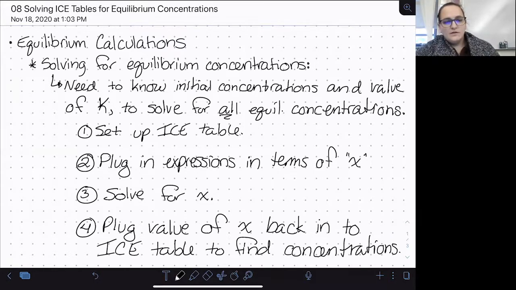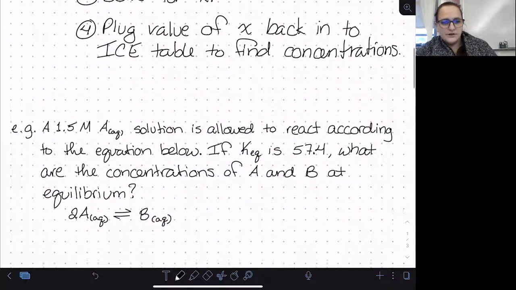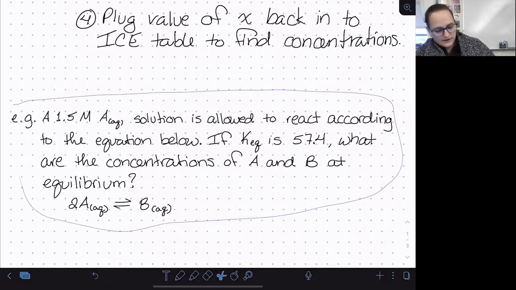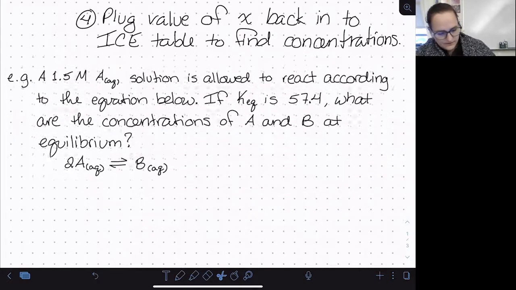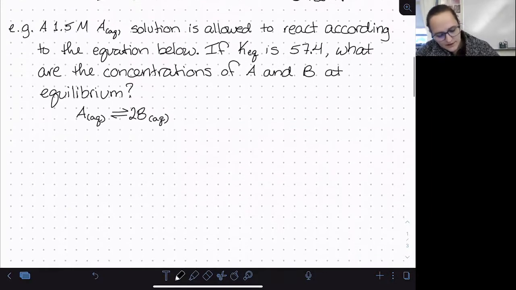So if we look at a relatively simple example, just a generic reaction here, if we have 1.5 molar A that reacts according to the equation below, if K_eq, the equilibrium constant, is equal to 57.4, what are the concentrations of A and B at equilibrium? So, first thing we want to do is set up our ice table with all of the information that we know so far.